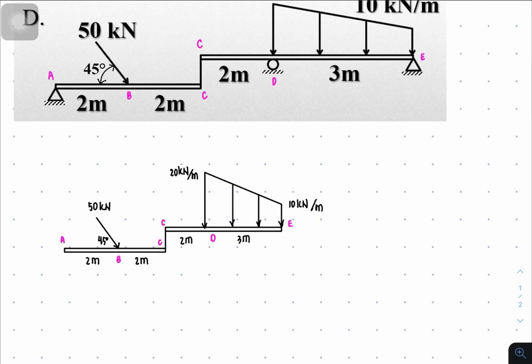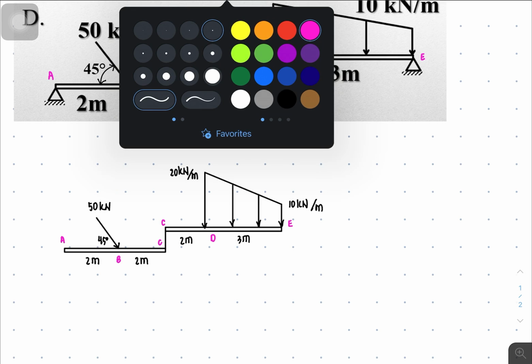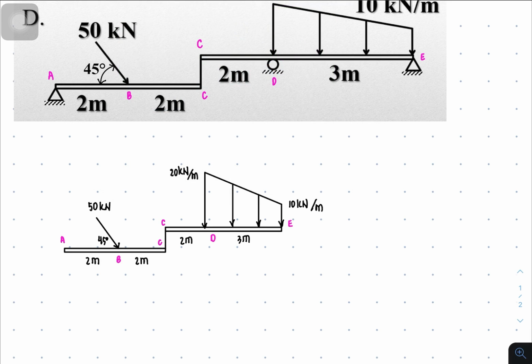And of course, if there are forces that are inclined, and distributions, then we have to get their components. Like for the 50, this one is downward, and this is 50 sine of 45. And then this one here is to the right. This is 50 cosine of 45.